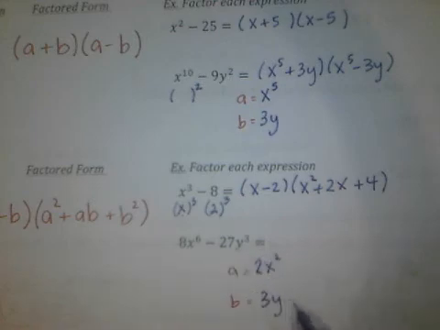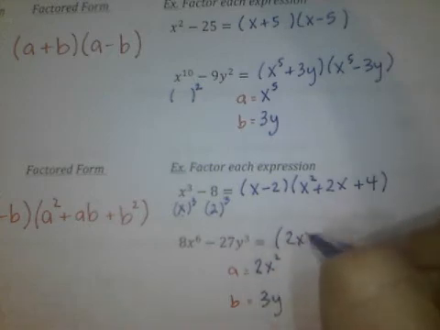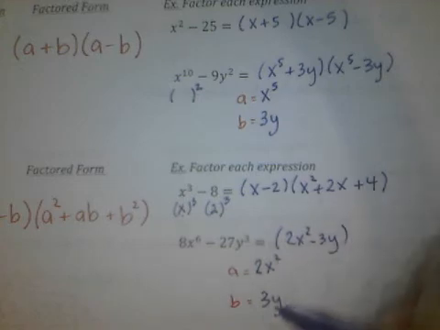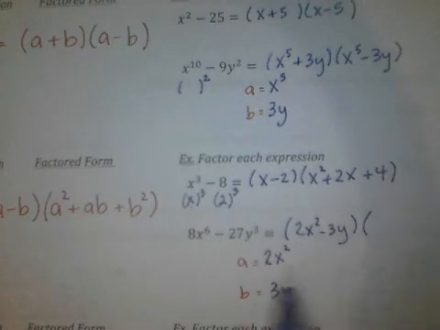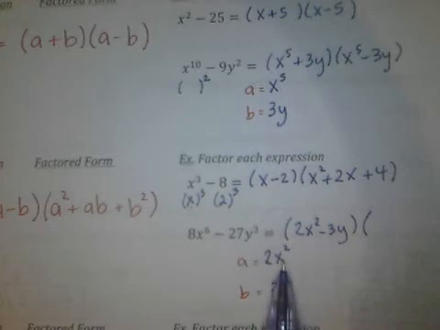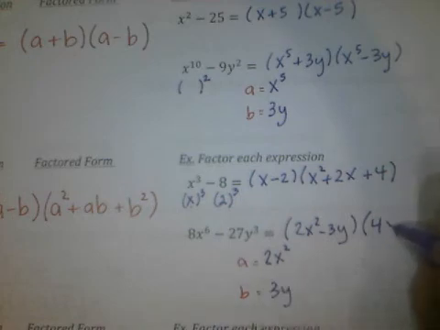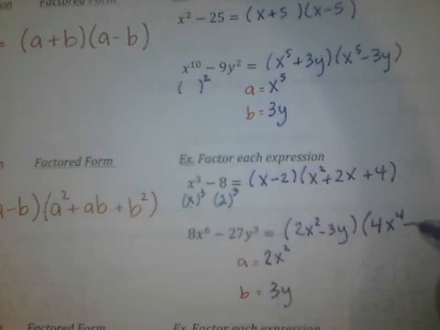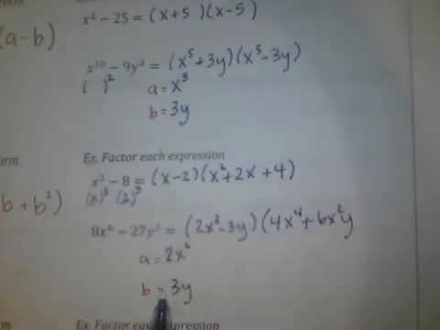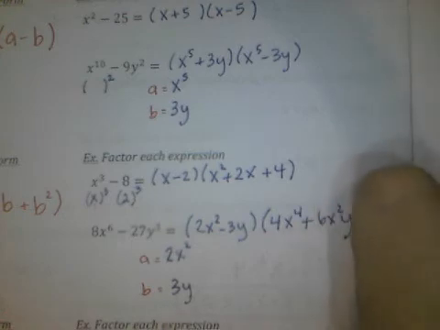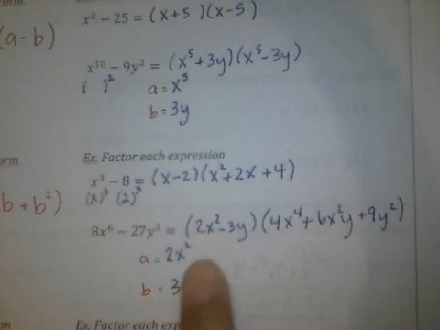Now I can plug these in, and I'm going to be really careful when I square the terms or multiply them. So the first part is easy because it's 2x squared minus 3y, just using a and b, following this original formula. For the second trinomial, we're going to square a, which means not just squaring x squared, but actually multiplying 2x squared times itself, which is 4x to the 4th. And then we're going to add a times b, which is 6x squared y. And last but not least, we're going to square b, which means 3y times 3y, which is 9y squared. And that's your final factored form.